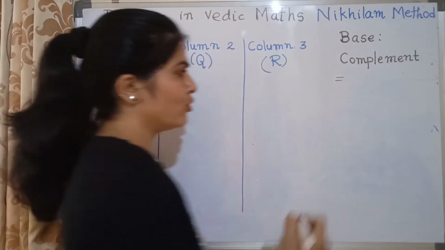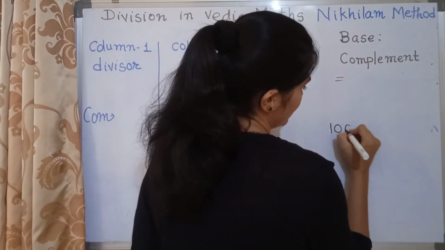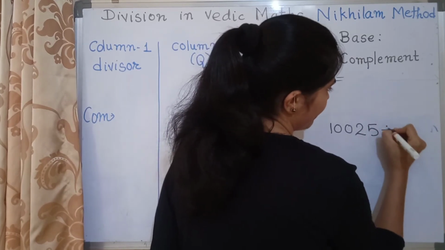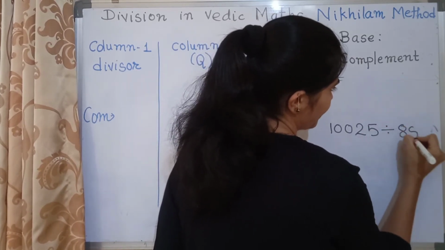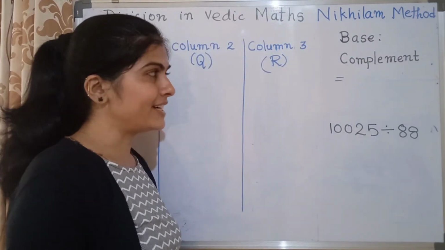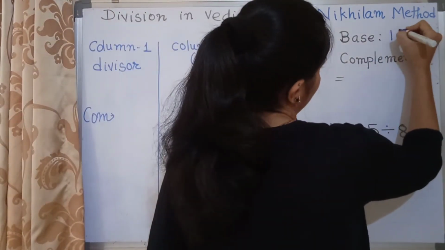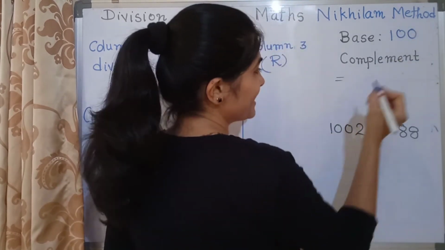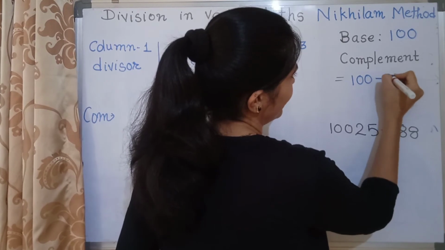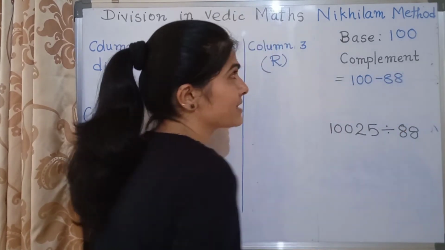Let's consider one more example, that is 10,025 divided by 88. Okay. Now what should be the base? This number is closer to 100, so my base should be 100. That is the first step. Now what is the complement of this 88? So what I should do is 88 should be subtracted from this 100.